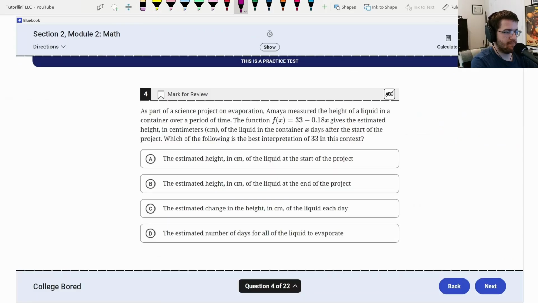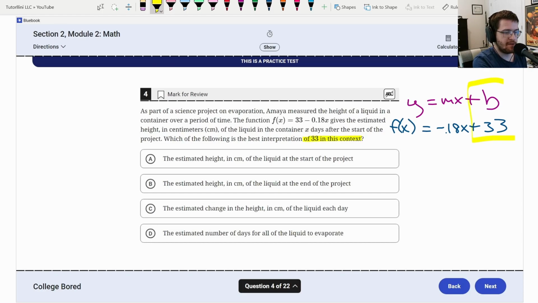Okay, question 4. So this is y equals mx plus b. It's a linear equation. And just to make it a little bit more clear, how about I rearrange this a little bit? So f of x equals negative 0.18x plus 33. Just rearranging it to make it more clear. Question's asking about 33, and 33 is the b. B is the y-intercept. Y-intercepts always have an x of 0. One of the definitions of the y-intercept is that it's the y value when x equals 0.